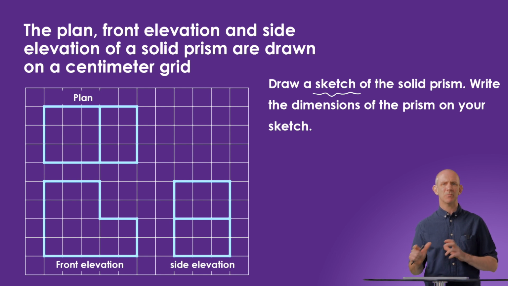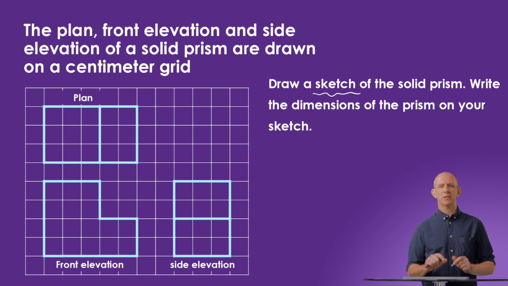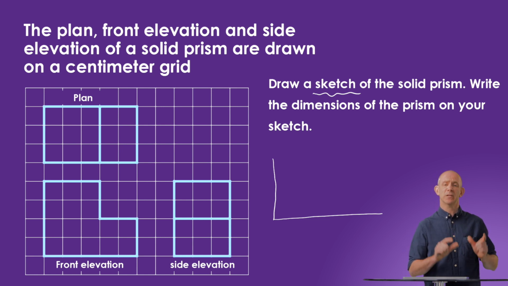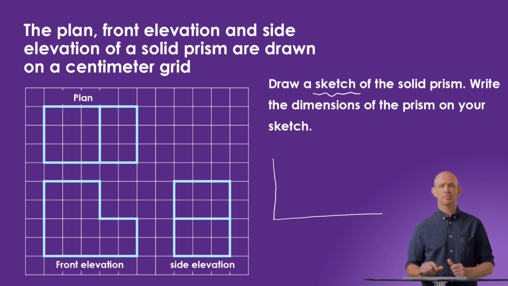As long as I can give it some semblance of the shape and then give it the correct units of measurement, I should be fine. I can see that it's 5 centimetres along the base from the front elevation and 4 centimetres up on the left-hand side. So I'll draw a line about this long and then a line going up that is slightly shorter than the base. I'm going to roughly draw the front elevation as seen on the centimetre grid.